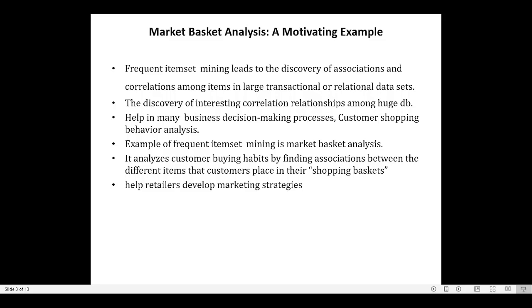Frequent item set mining leads to the discovery of associations and correlations among the items in large transactional or relational datasets, the discovery of interesting correlation relationships among huge databases. This process also helps in many business decision making processes and understanding customer shopping behavior. An example of frequent item set mining is market basket analysis. It analyzes customer buying habits by finding associations between the different items that customers place in their shopping baskets.